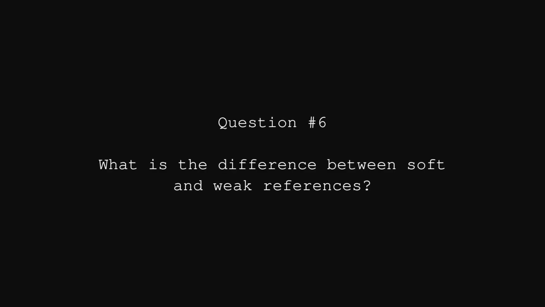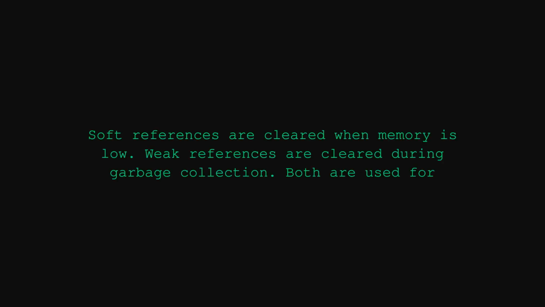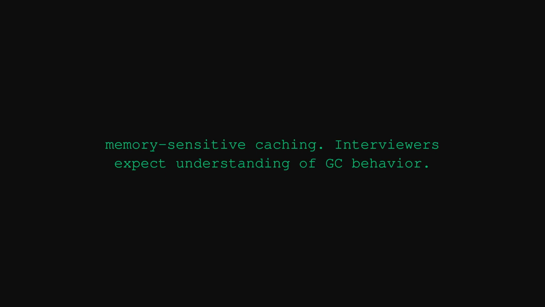This Java interview question is about memory management. What is the difference between soft and weak references? Soft references are cleared when memory is low. Weak references are cleared during garbage collection. Both are used for memory sensitive caching. Interviewers expect understanding of garbage collection behavior.